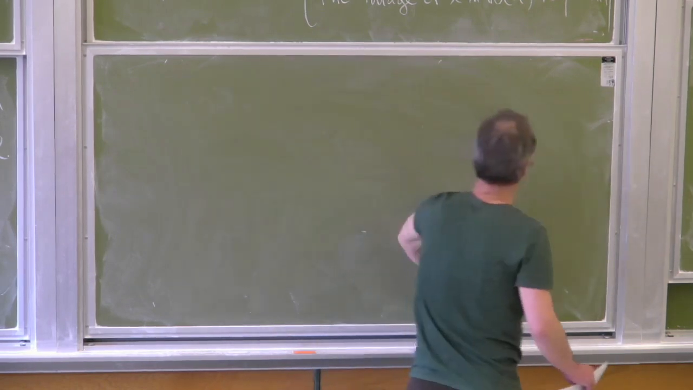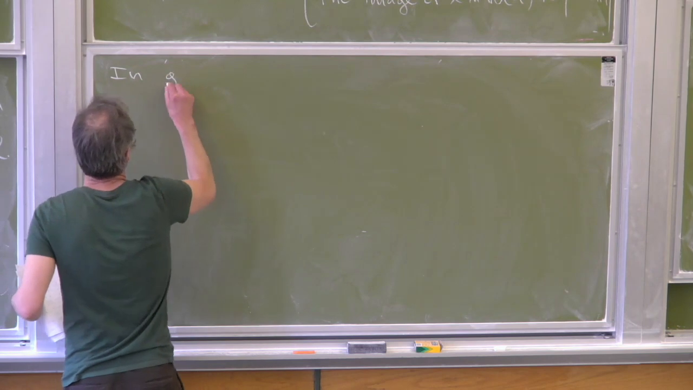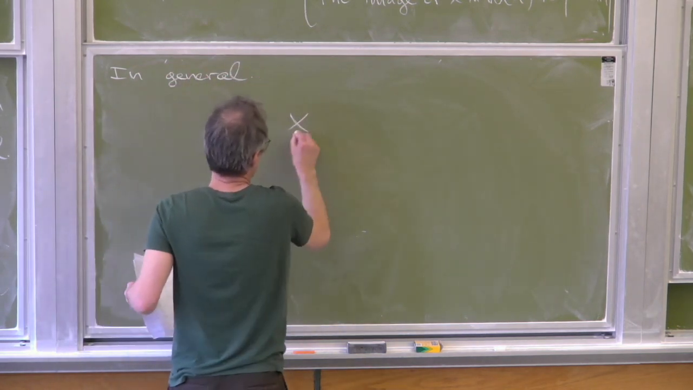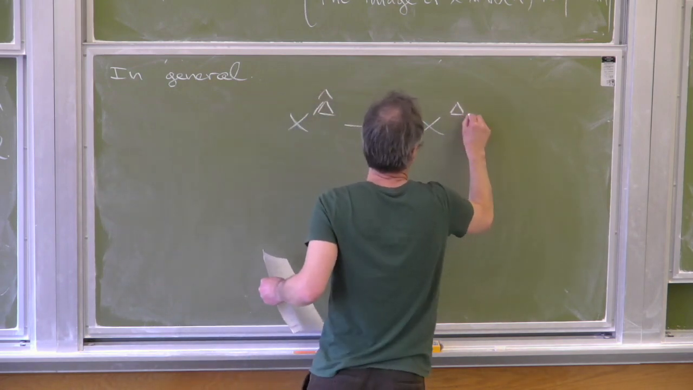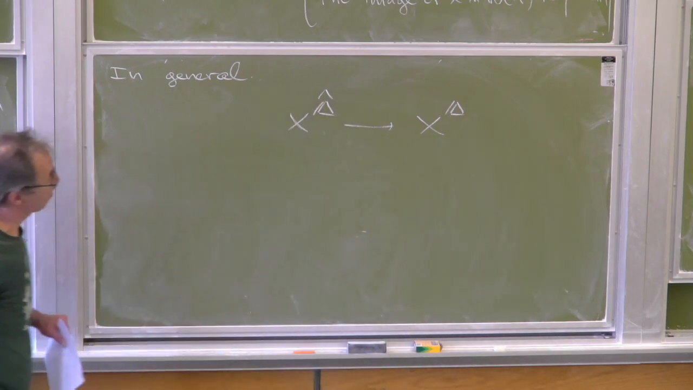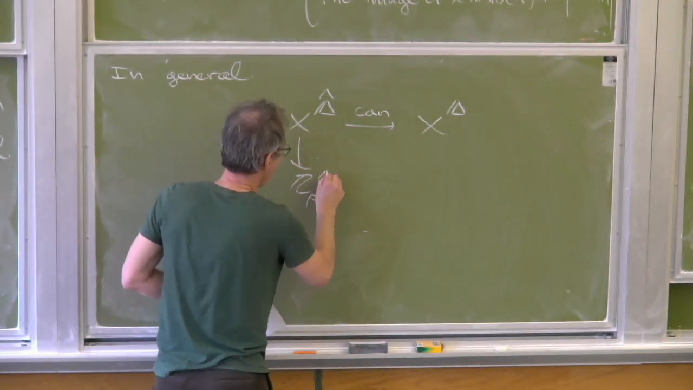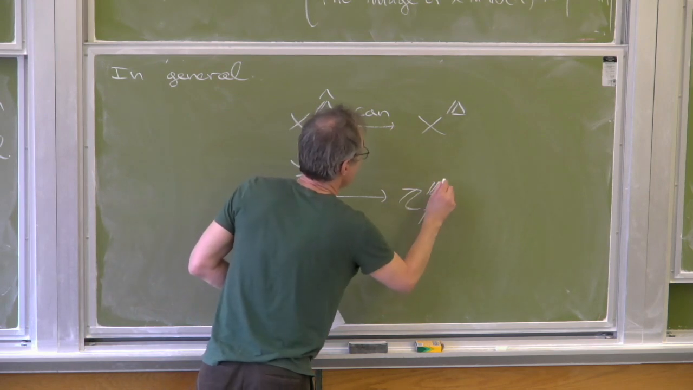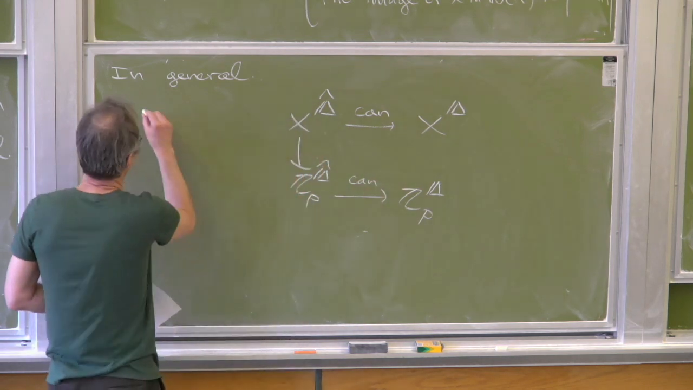So in general, we have X prismatized, and it maps to X prismatized, and that's called the canonical map, and that lives over the map that I already defined. And that is Frobenius.